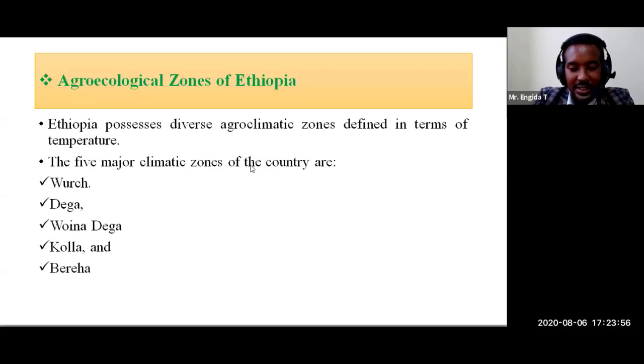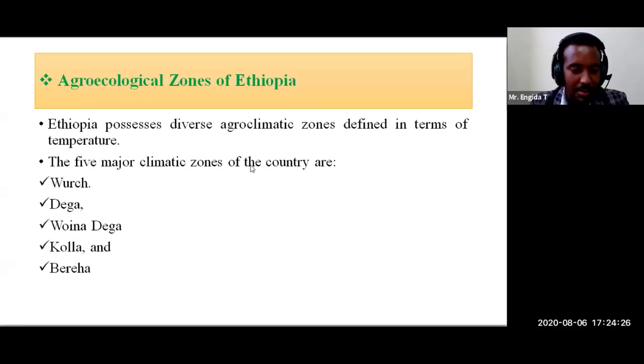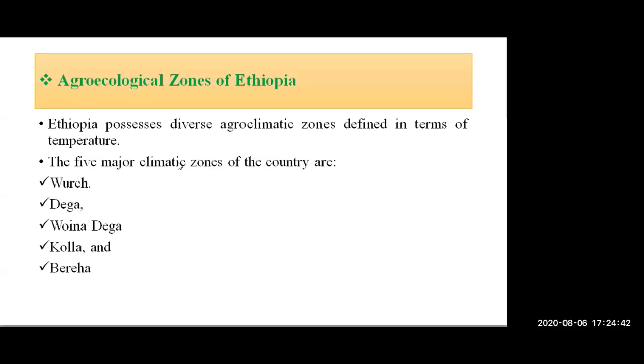The variation of temperature depends on the altitude of a place. Altitudinally, different parts of Ethiopia have diverse and different altitudinal extents. Some parts of Ethiopia have an altitude of up to 4,000 meters. Some parts of Ethiopia have an altitude of even below 500 meters, and so forth. These variations of altitude result in places experiencing different temperature levels.